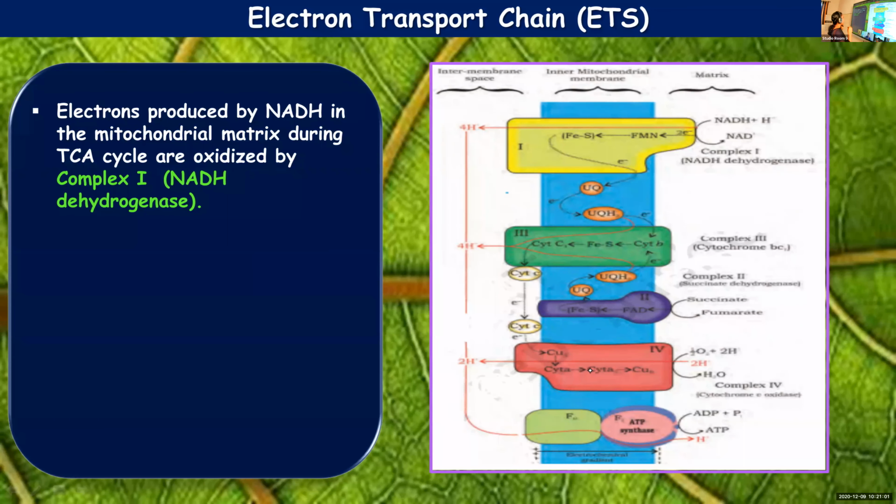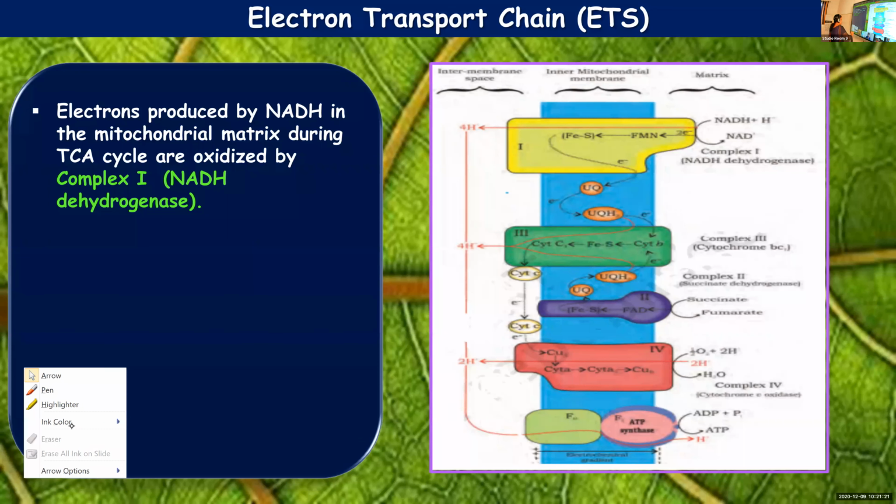Electrons produced by NADH present in the mitochondrial matrix during the TCA cycle will get oxidized by complex 1, NADH dehydrogenase. You can see it in the matrix. I hope you can see the figure clearly.